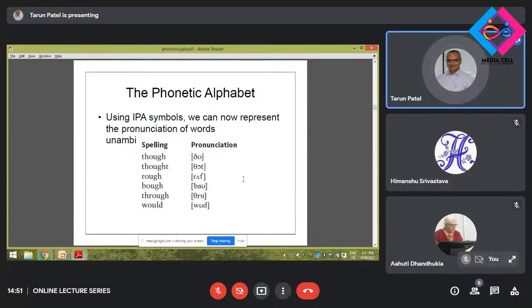And if by any chance you are not aware of the pronunciation of the word bough, right? Because you may say it bog, right? Because when you compare rough and bough, it may become rough and buff, right? When you look at the phonetic transcription, then you realize that it is though, thought, rough, bow, through, and would, right? And that the letter L is not to be spoken.